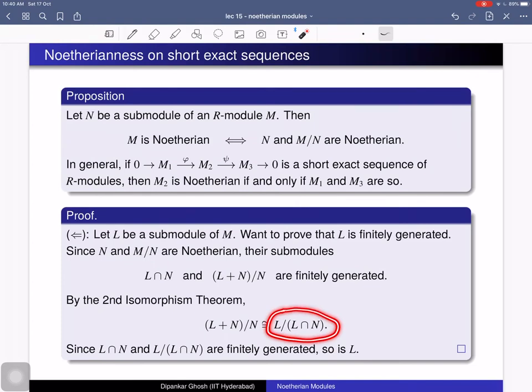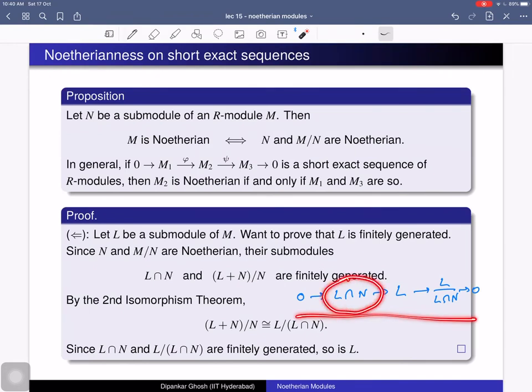So this is an exercise. One can verify that finite generation of this and this proves that L is finitely generated. So if we consider a short exact sequence, then these two are finitely generated. That implies that the middle one is finitely generated. One can verify that. I will leave this as an exercise.